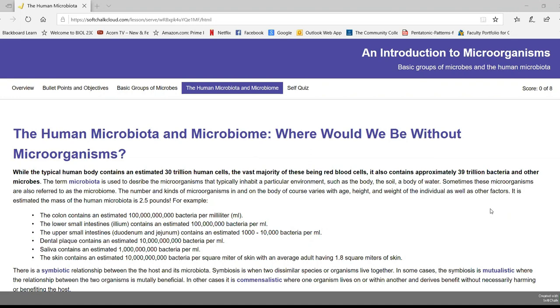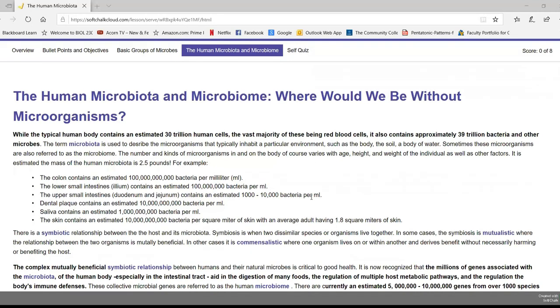But again, the vast majority of microbes are not able to cause infectious disease. So this gives us a chance to look at some of the good things that microorganisms do and how critical they are to the functioning and well-being of our body. Or as we say here, where would we be without microorganisms? Now, first, some ideas as to numbers.